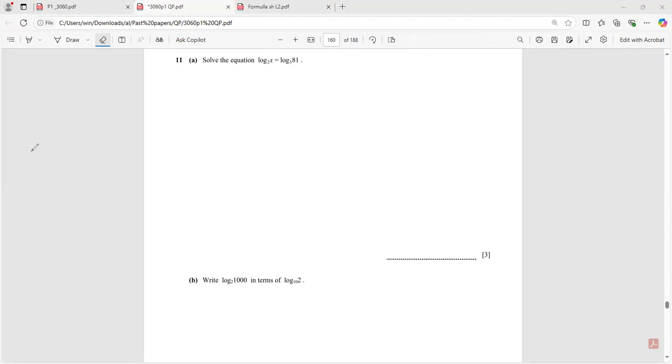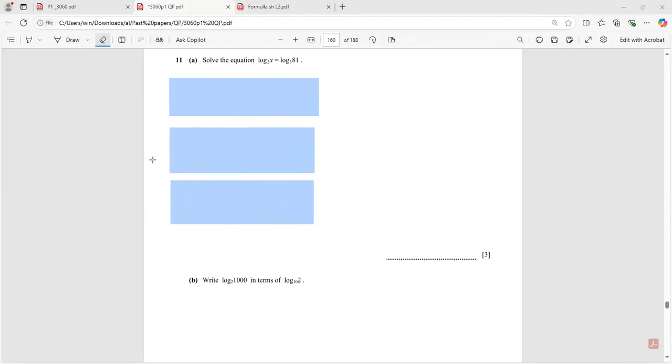Question 11, logarithm. Here we have steps number 1, 2 and 3. Let's get started. For number 1, we are going to change this to the indices rule, which is 3 to the power of what equals 81. So 3 times 3 is 9, times 3 is 27, times 3 is 81. So 3 to the power of 4, so all of these are going to be equal to 4.